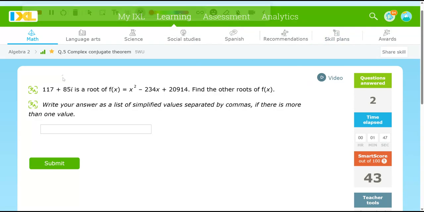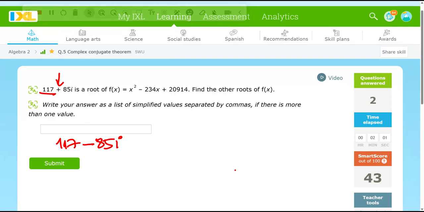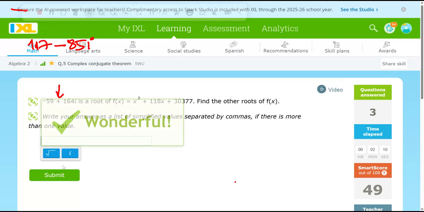You see here, this is the i, this is the left side. The 117 in the front stays the same. So now subtract 85i. So here we go, the other root. They ask you for the other root. 117 subtract 85i. Okay, submit, voila.